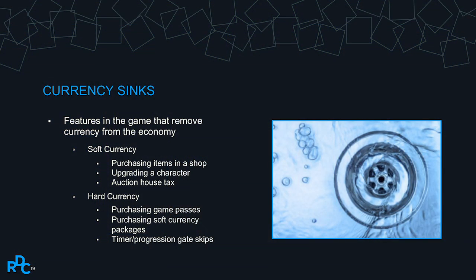For your sinks, it's the exact opposite. It's systems in your game that are removing that currency from the game. For soft currencies, that's often when you're purchasing an item in a shop, or you're upgrading a character, or in maybe a more advanced game like World of Warcraft, when they have a tax on your auction house items whenever you sell something. For your hard currencies, it's also just purchasing those premium items in your game, purchasing soft currency packages, or purchasing game passes if you are just sticking to Robux.